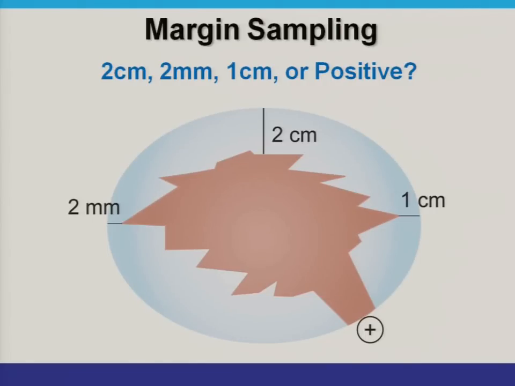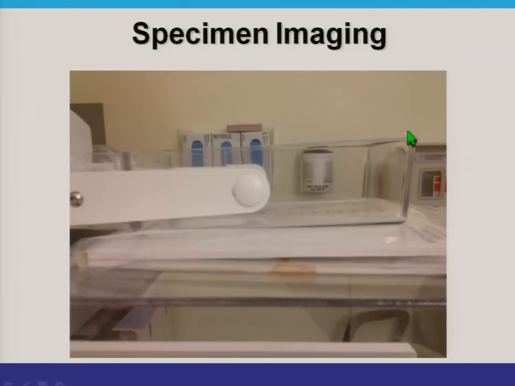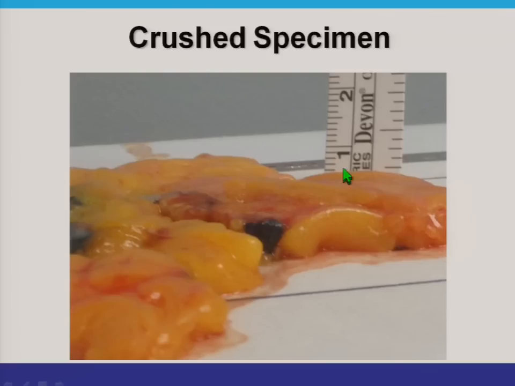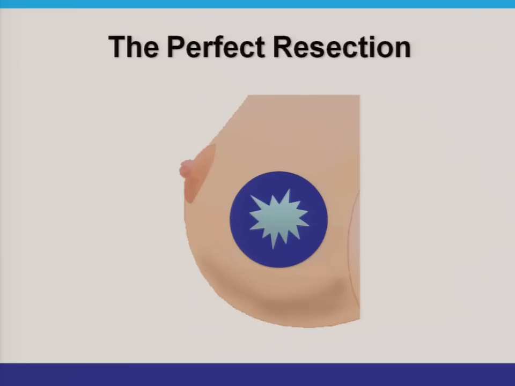Look at this. I gave him a specimen, and the radiology technician crushed it with that. This was a 1 centimeter cancer. Look what they did to it. It's not even a centimeter thick. Is that a positive margin? Am I supposed to act on that?